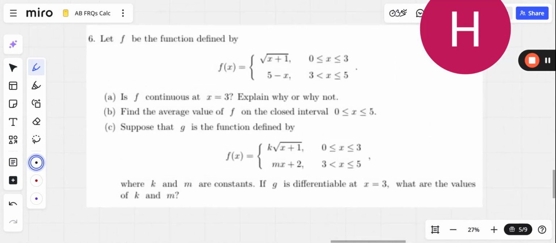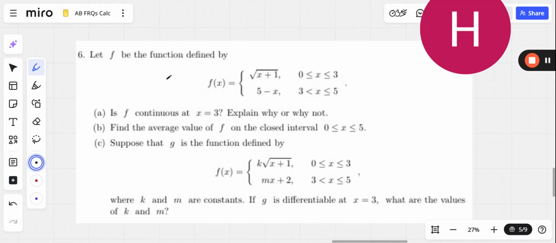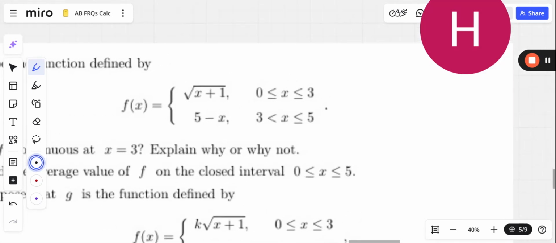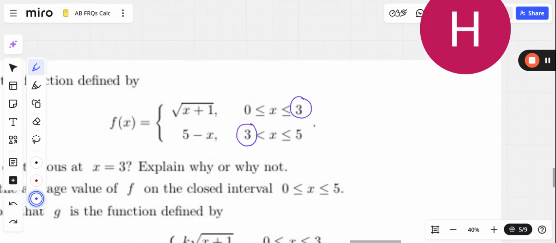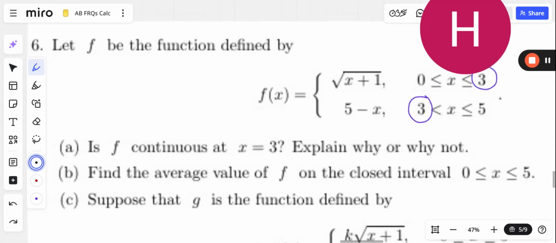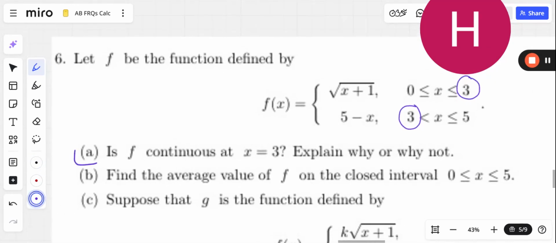All right, let f be the function defined, and this is very AP-like. Like this problem is 100% like a free response problem. Let f be this function defined by a piecewise function. So natural question is this piecewise function connected? Well, it's potentially not connected at 3, even though there is a function value at 3 defined by the top piece. How do we determine if it's continuous? Which is actually the question for part A.